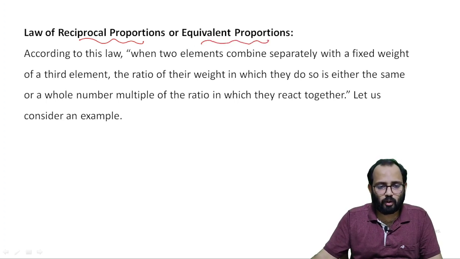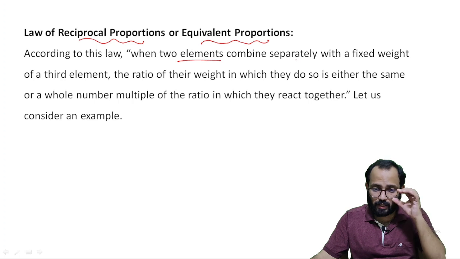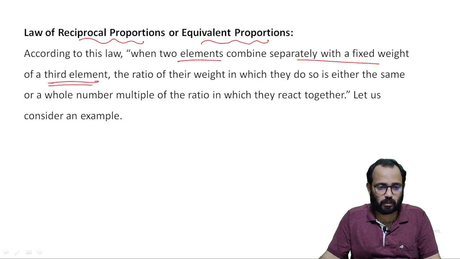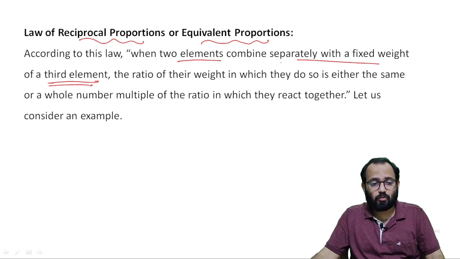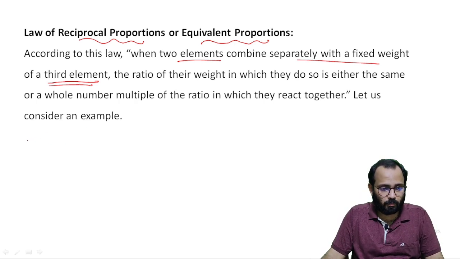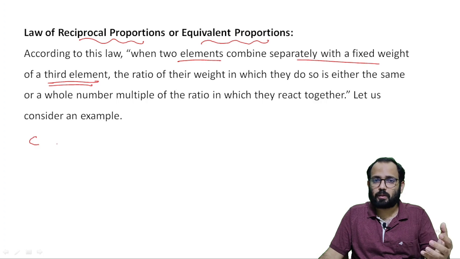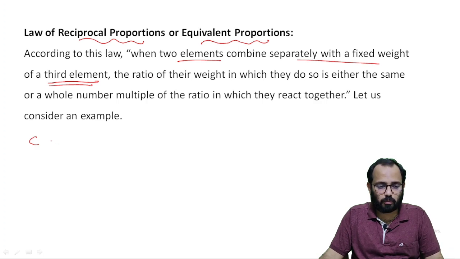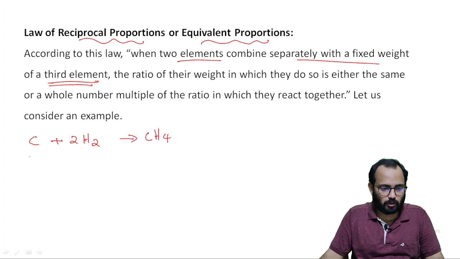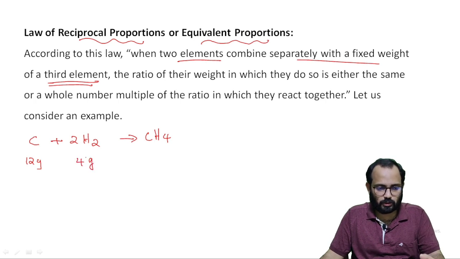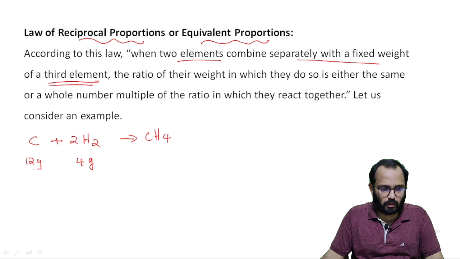What is that? When two elements combine separately with a fixed weight of a third element. Again, I'm going to use the reaction of carbon with hydrogen. So you get methane, right? Carbon mass is 12 grams, and methane has 4 grams of hydrogen. So they are combining, and you can see the ratio is 3:1. Two elements combine separately with the fixed weight.